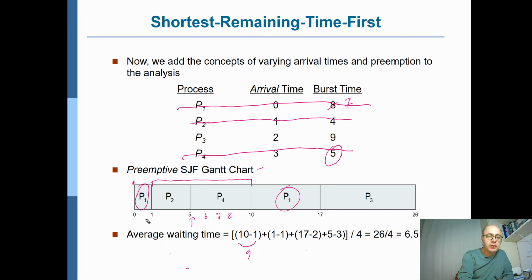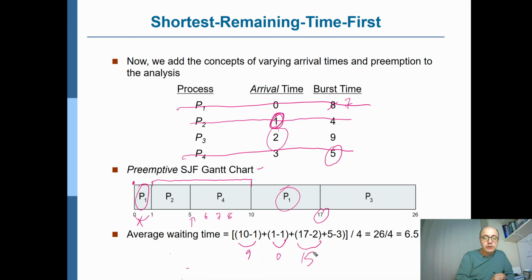P2 waits, how much? Does it wait for 1? No. Actually, note that P2 arrived at 1, and when did it enter the CPU? At 1. Therefore, its waiting time is 0, not 1. Because, once again, P2 did not arrive at 0. It arrived at 1. Similarly, for P3, it started at 17, but it arrived at 2. So it has waited for 15 milliseconds.